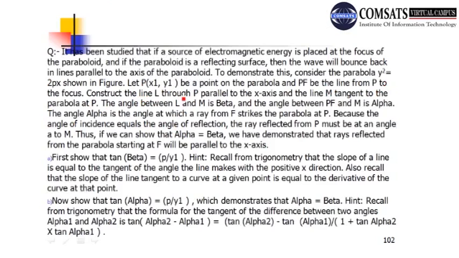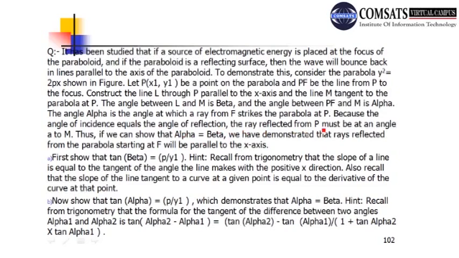Construct the line L through P parallel to the x-axis and the line M tangent to the parabola at P. The angle between L and M is beta, and the angle between PF and M is alpha, and the angle alpha is the angle at which a ray from F strikes the parabola at P, because the angle of incidence equals the angle of reflection. This is again a concept from light, right?